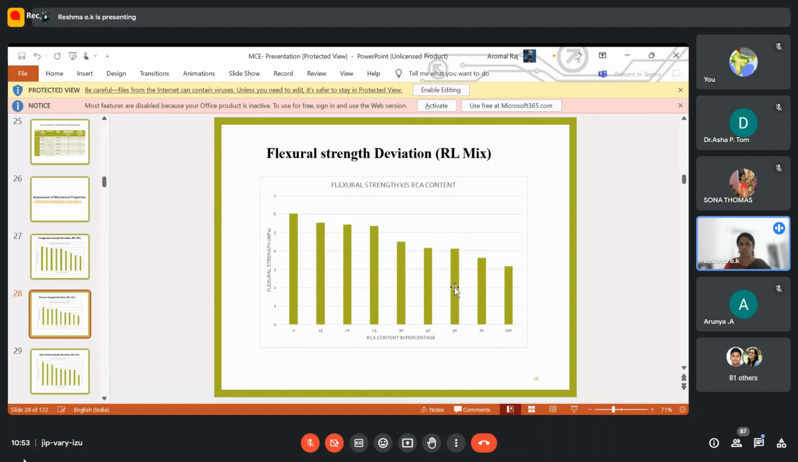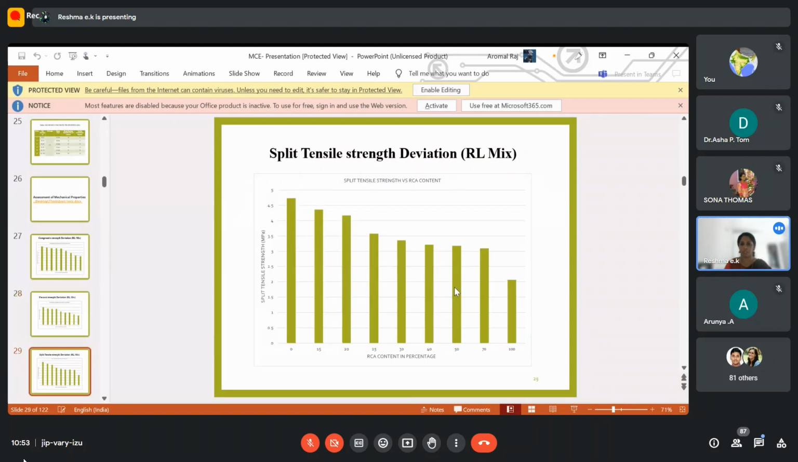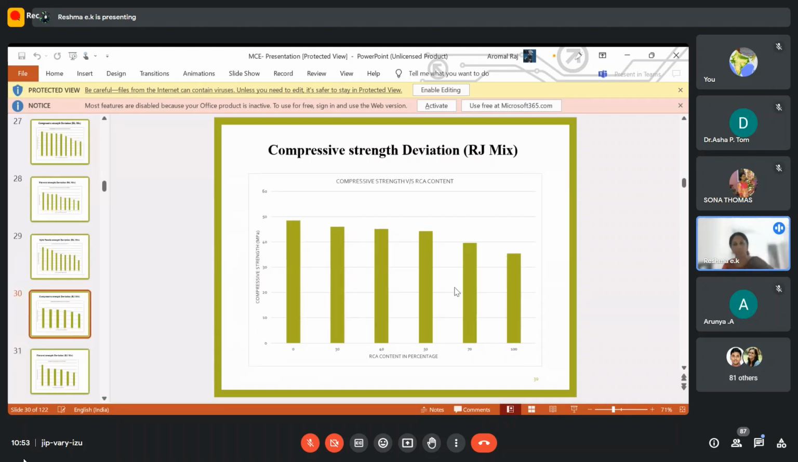Yes, structural strength, even flexural strength also, then split tensile strength, everything. Then I'm talking about the RJ mix. When I'm talking about the RJ mix, you remember it is 0.4 as water cement ratio, high quality aggregates, which are processed at an industry. You see the difference we are getting.